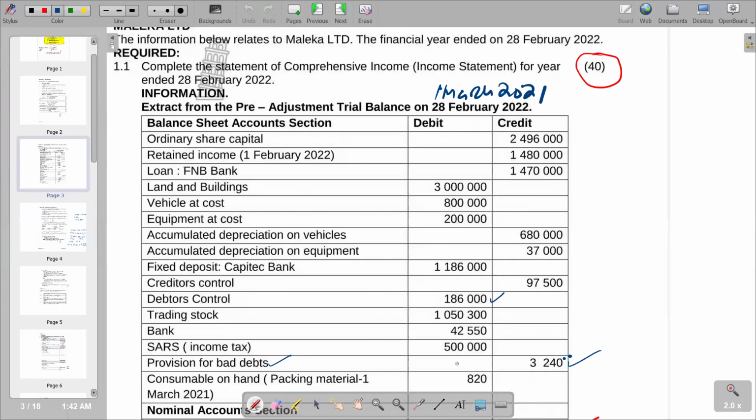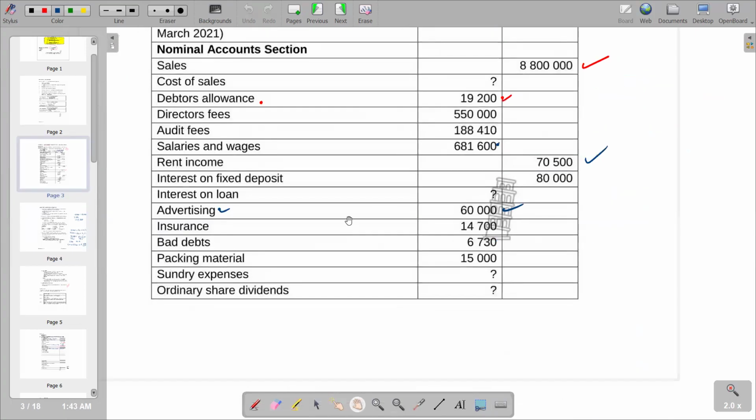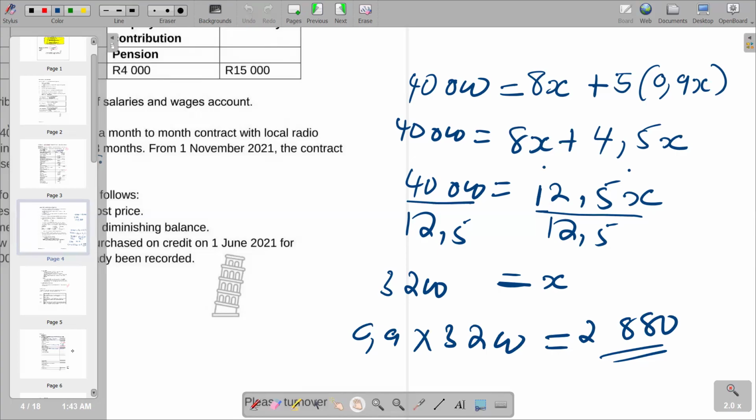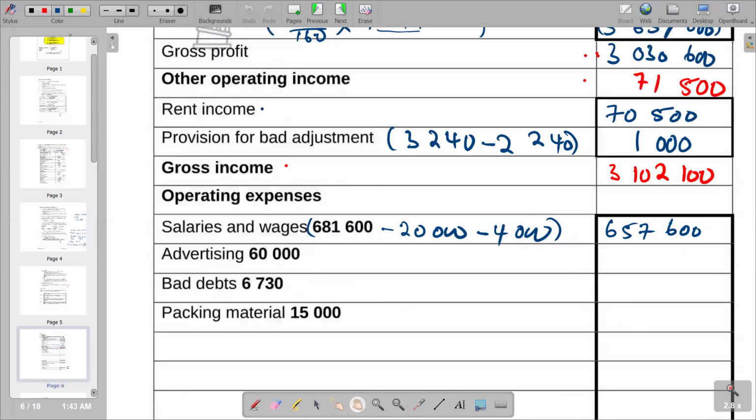So remember, we have 60,000 pre-entered, and then we subtract 2,880. By subtracting there, you see that the amount is 57,120.